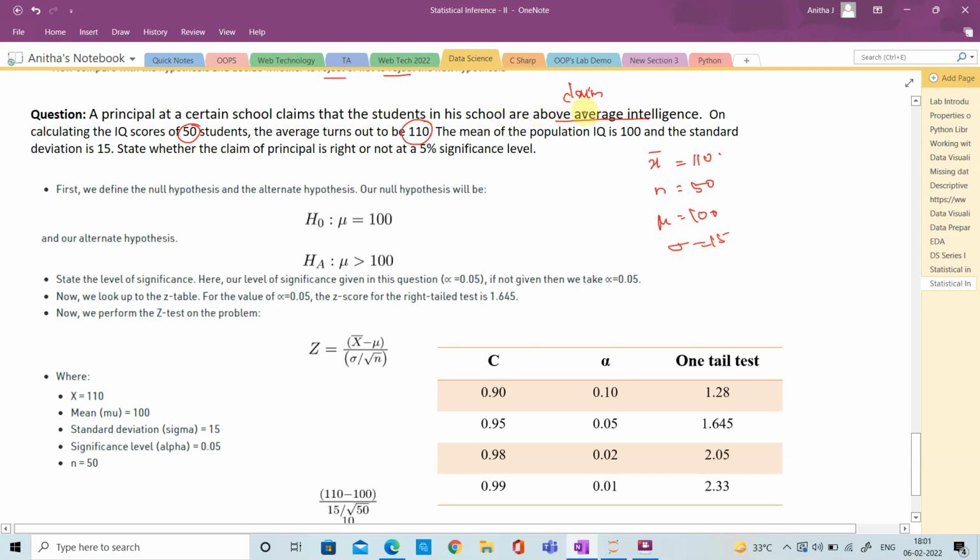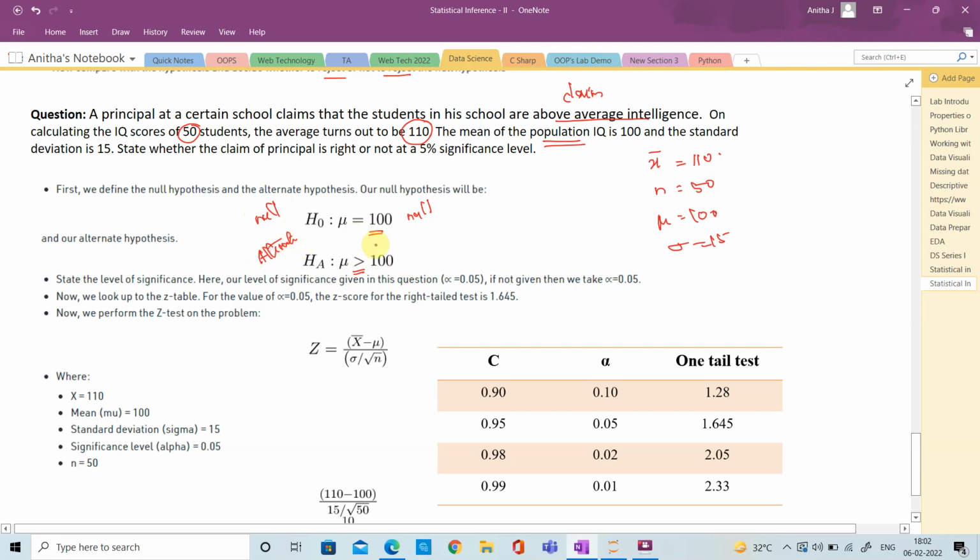According to the claim, I am saying my school students are above average intelligence. But the population mean I got is 100. So my null hypothesis is that the average IQ value is only 100. And what is my claim? My students are above average. My average itself I got only 100, but my claim is that it is above average, so I have given it is greater than 100. So this is my null hypothesis and this is my alternate hypothesis.